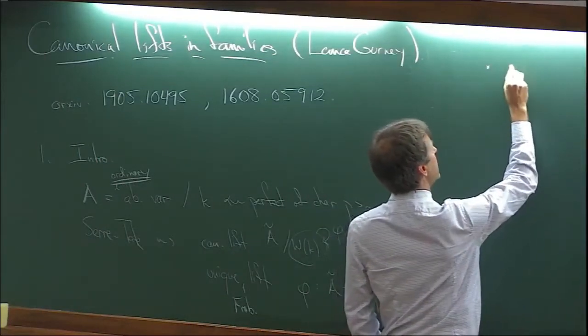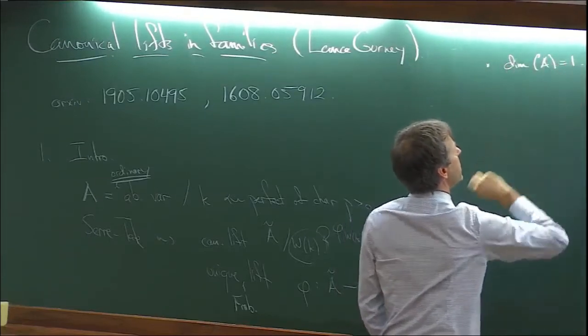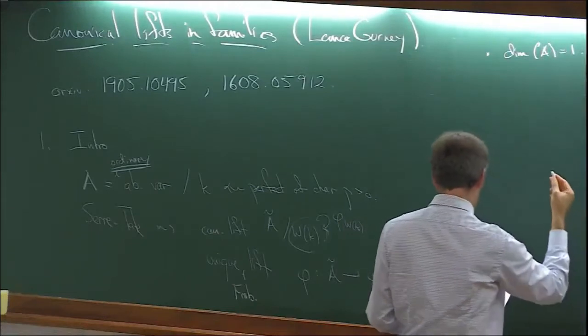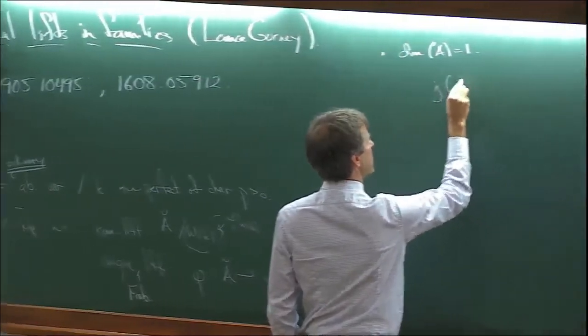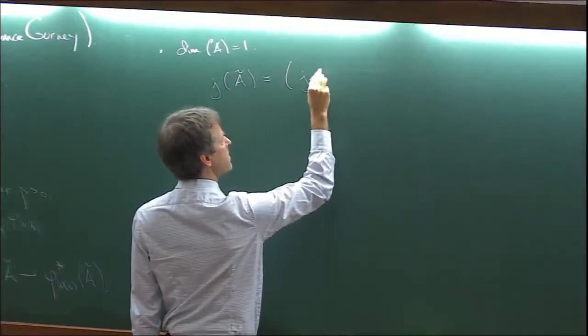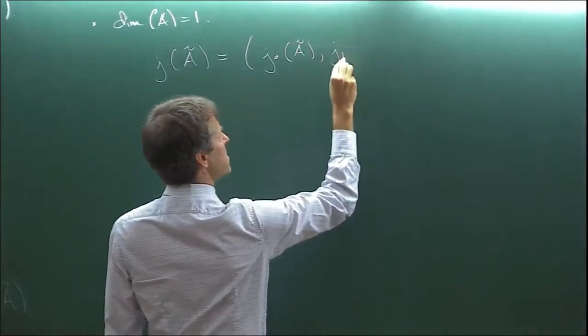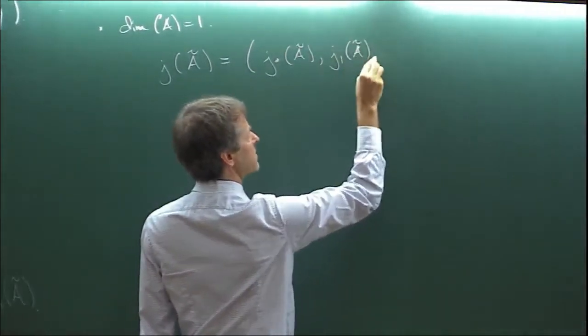So in the case where the dimension is 1, elliptic curves, you can take j-invariants. So the j-invariant of the canonical lift will be a Witt vector. So we might write it like this: j sub 0 of A, comma, j sub 1 of A tilde, comma, and so on.